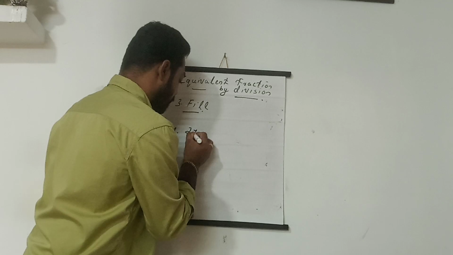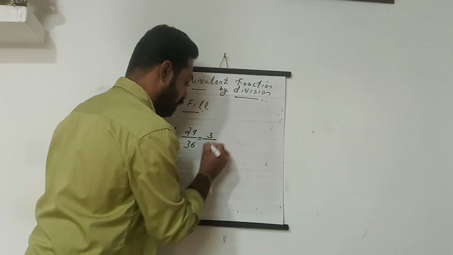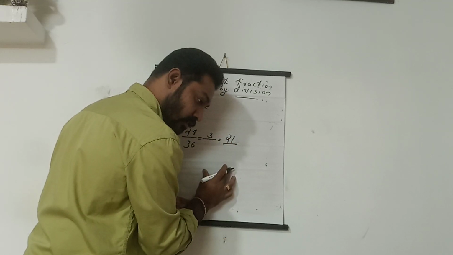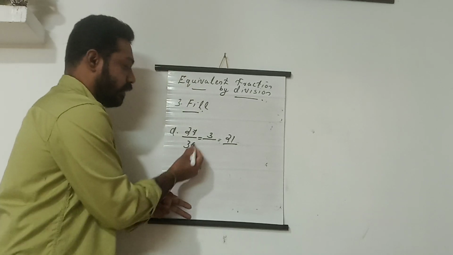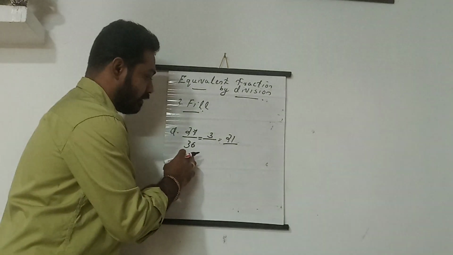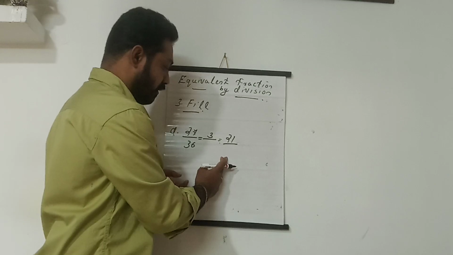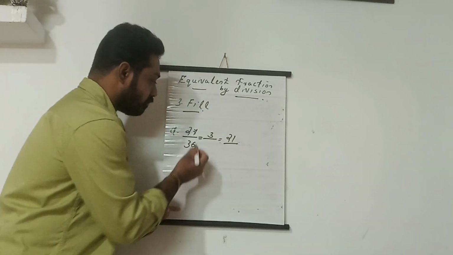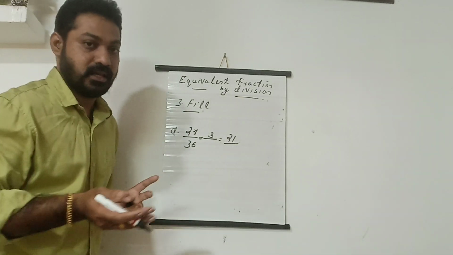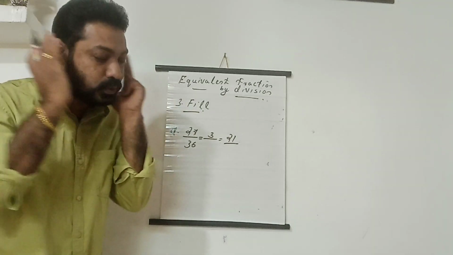27 by 36 is equal to 3 by dash, equal to 21 by dash. Okay, so here it is reduced. 27 becomes 3, and 36 becomes what? Now it is equal to 21 by something. How does 27 become 3? Just imagine. This is an equivalent fraction.